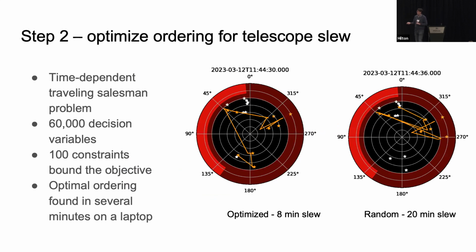And so what I'm showing with these videos over here is just an optimal slew schedule that's all determined automatically versus a random one. And you can see down here that for one, we spend about 8 minutes total slewing. The other one, we spend about 20 minutes. So you can slot in a few extra observations if you do things optimally.